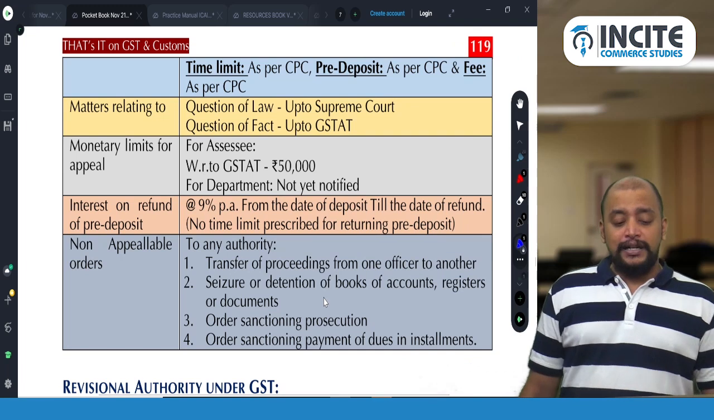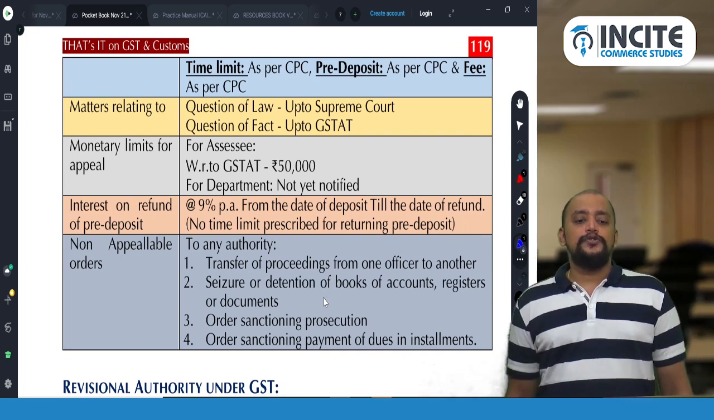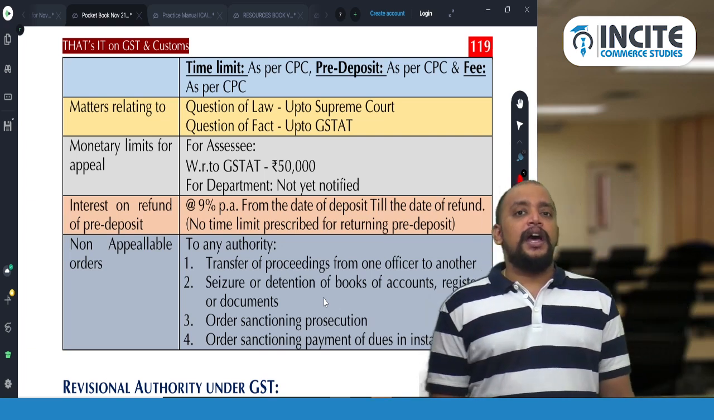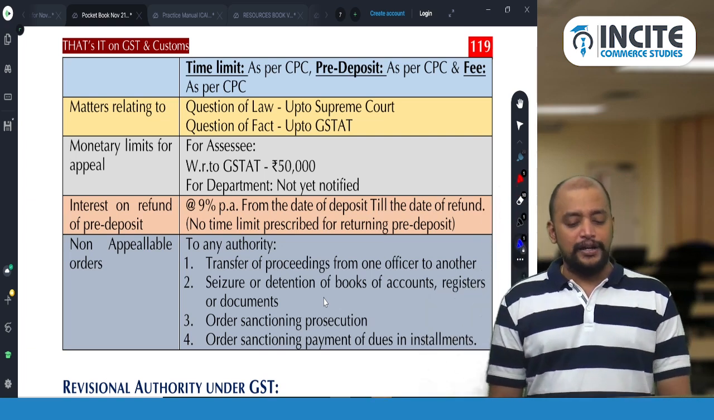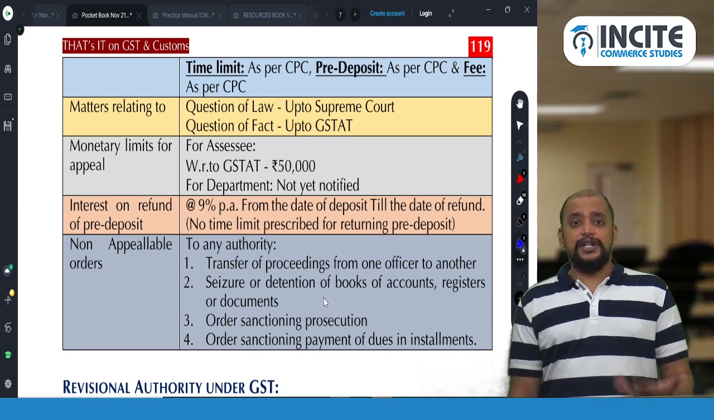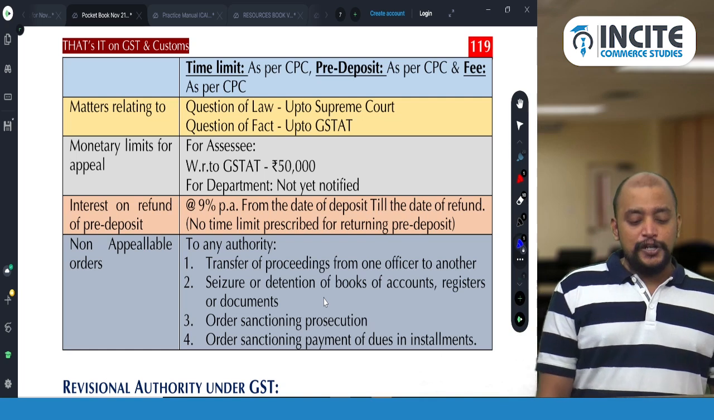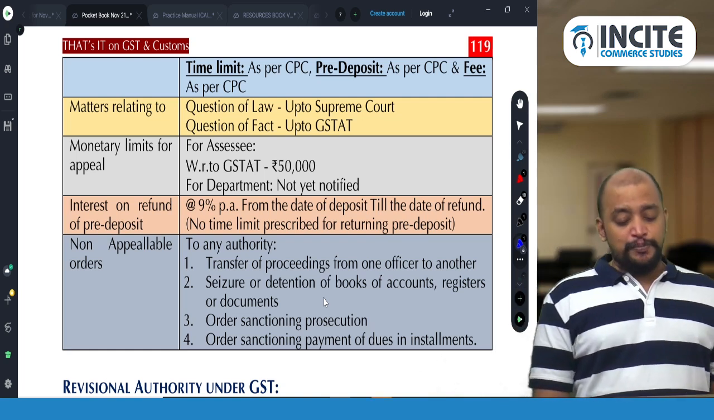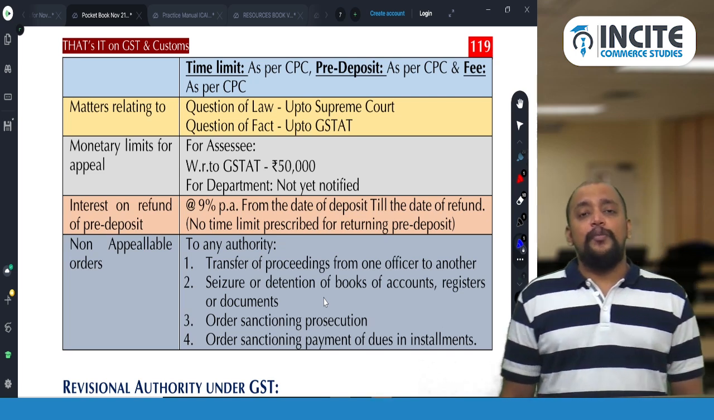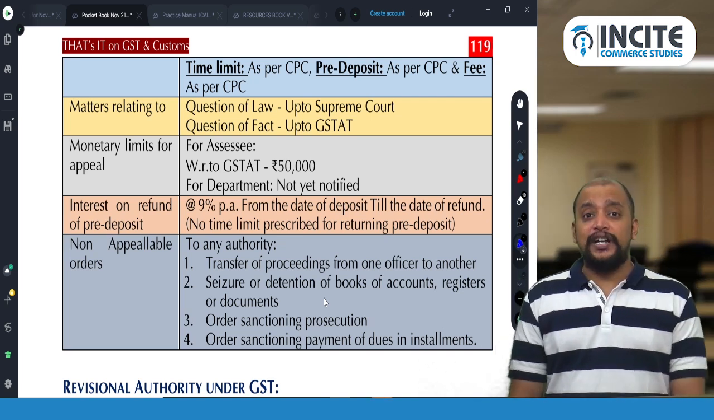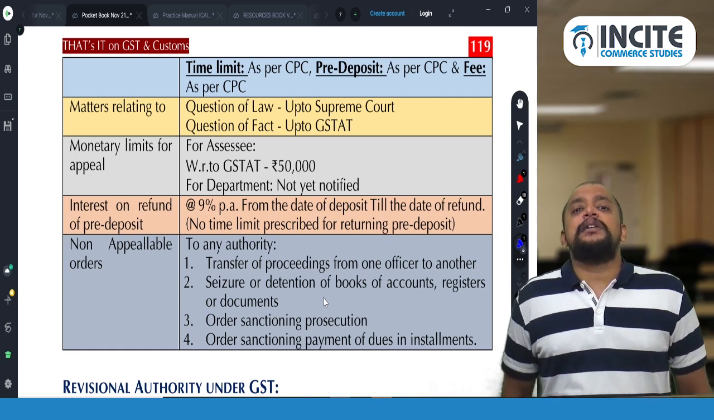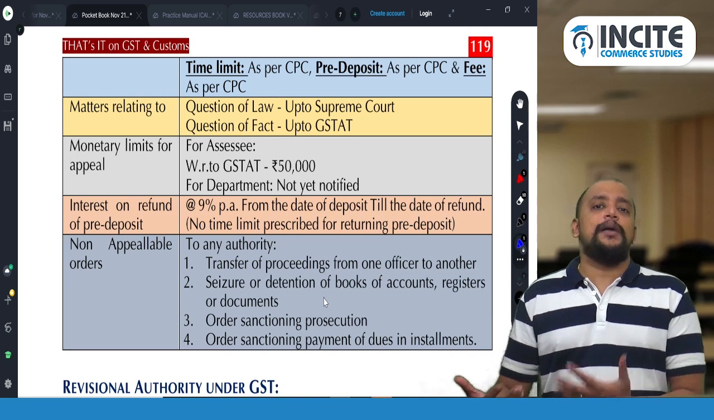And what are the matters for which you can go to the Supreme Court? Question of law up to the Supreme Court, and for question of fact up to GST, not even High Court. Is there any monetary limit restriction for filing an appeal? With respect to the assessee, for GST, if the tax amount does not exceed 50,000, then even if they file an appeal, GST may refuse to allow the appeal.